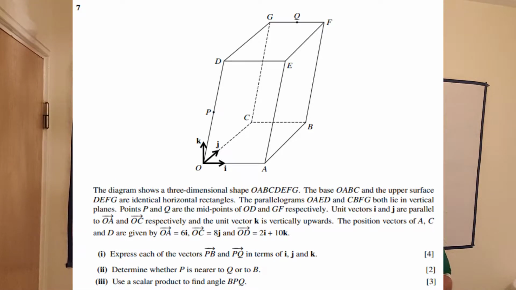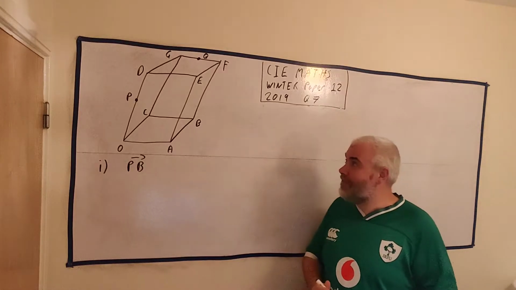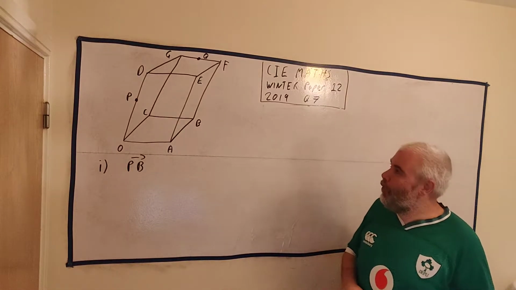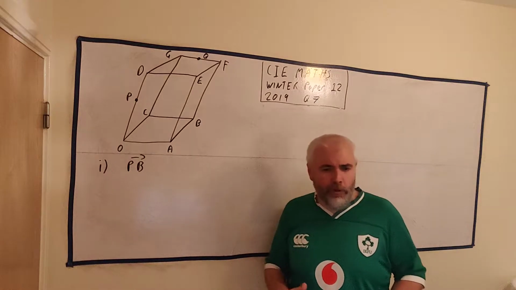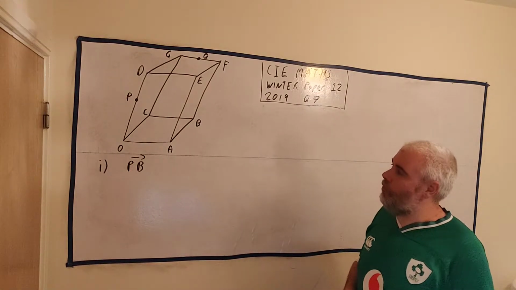This question is about a three-dimensional shape of rectangles and parallelograms, but really it's about the vectors in between these points. We're going to use these vectors to answer some questions, and we're just going to answer some questions about the vectors themselves. I've done my best to draw this shape on the board. I hope it's roughly accurate enough for us to work with.